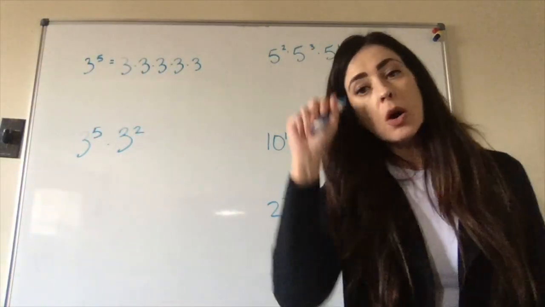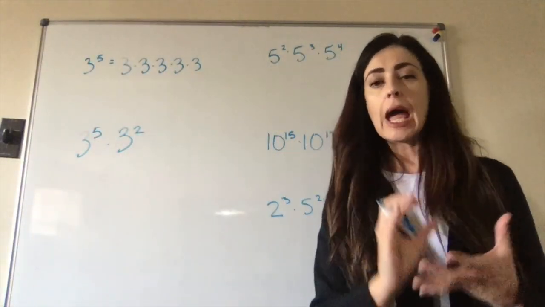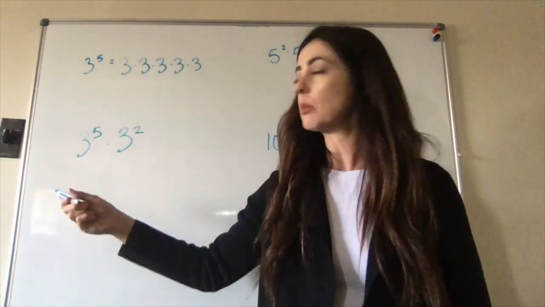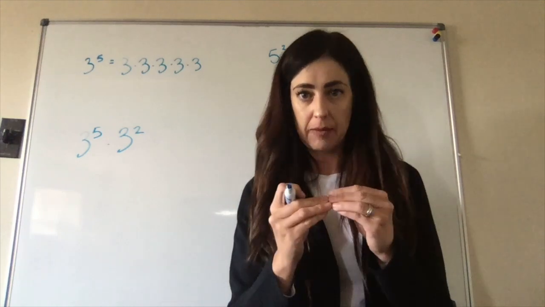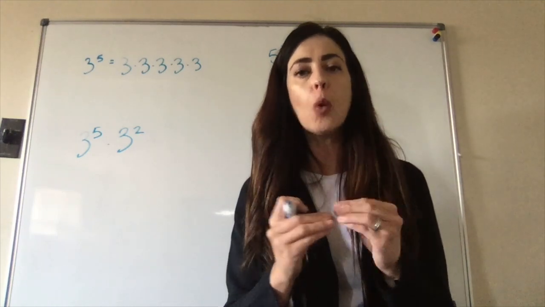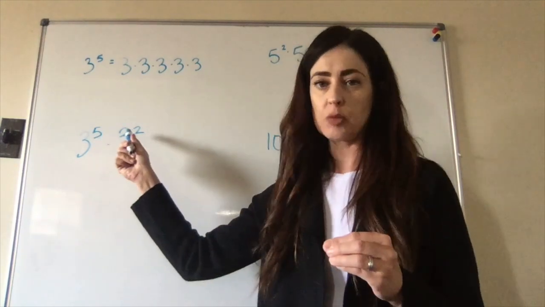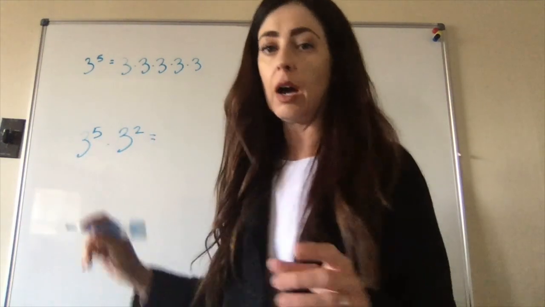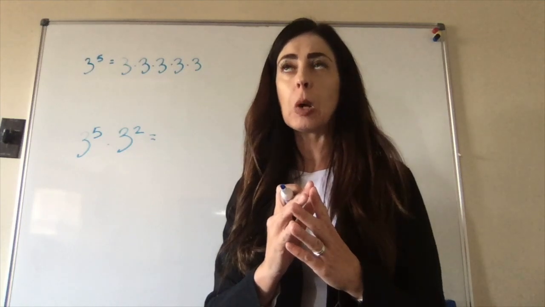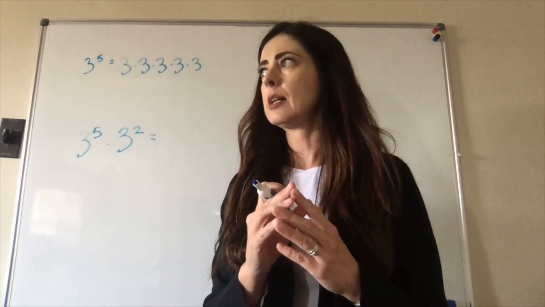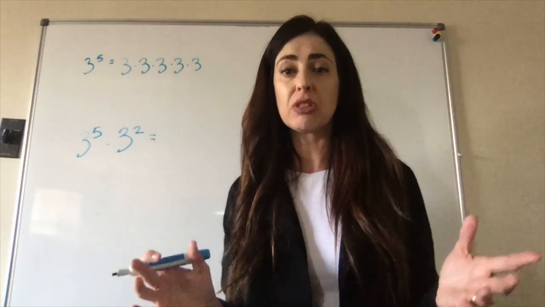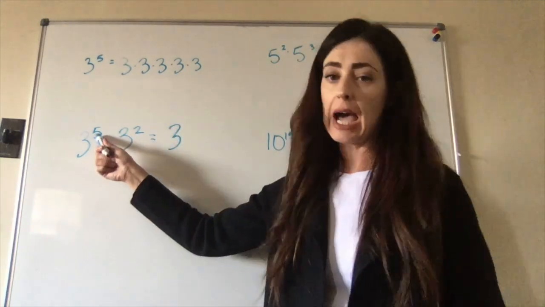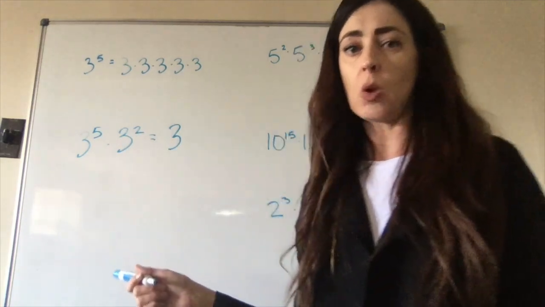Now, if your exponential base, okay, the base is the big number, the exponent's the small number. If the bases are the same and we're multiplying, all we have to do is add the exponents, okay? So because these are both being multiplied exponentially by 3, right? We can use the same base. So 3 and then 5 and 2. 5 plus 2 is what?